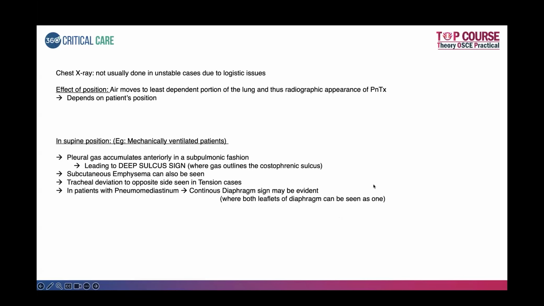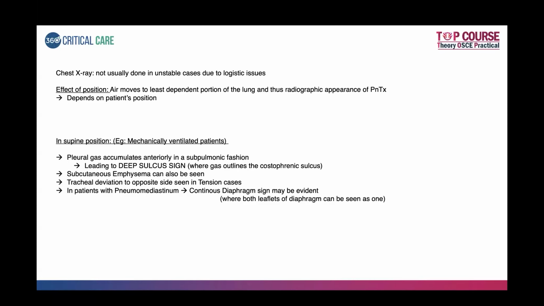So chest X-ray is not usually done in unstable cases due to logistic issues. In effect, the air moves to the least dependent portion of the lung, and thus the radiographic appearance of pneumothorax depends on the patient's position. So in a supine position, that is in mechanically ventilated patients, the pleural gas accumulates anteriorly in a subpulmonic location, leading to the deep sulcus sign, where the gas outlines the costophrenic sulcus.